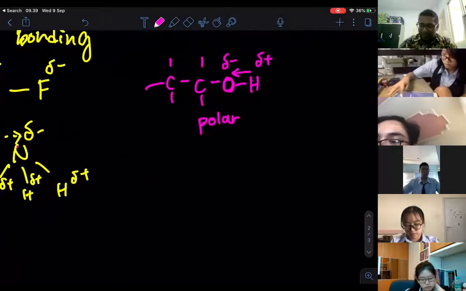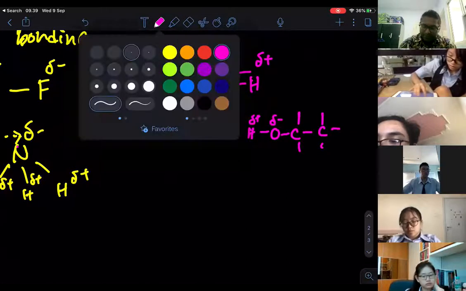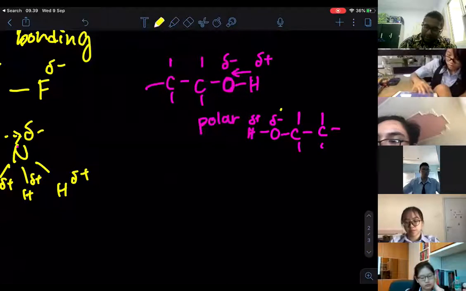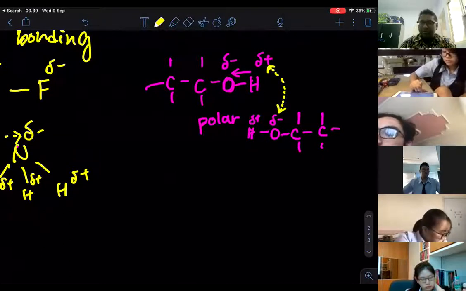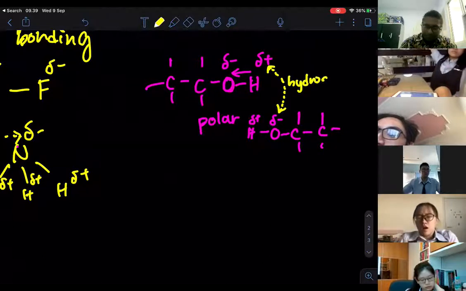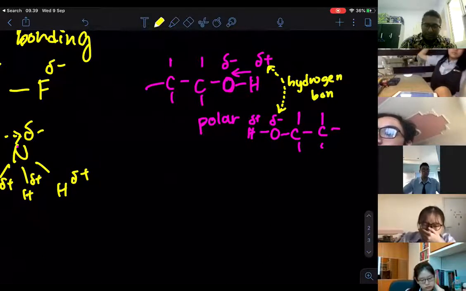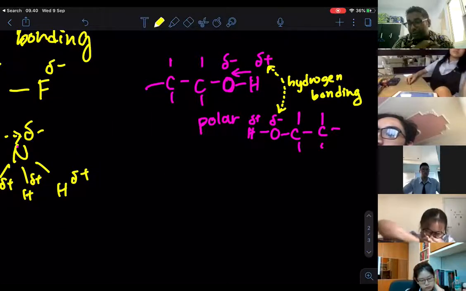Let's come back to our original intention of doing this. So you have O and H, delta negative, delta positive. What happens is if you have positive and negative here, this is going to be the bonding between hydrogen and oxygen. This one we call hydrogen bonding. So alcohol itself can also exhibit hydrogen bonding.